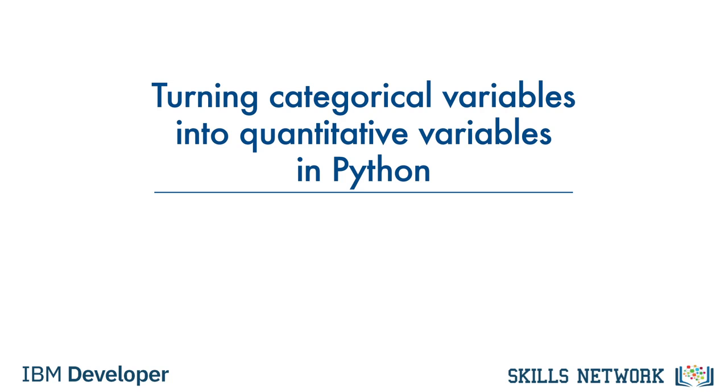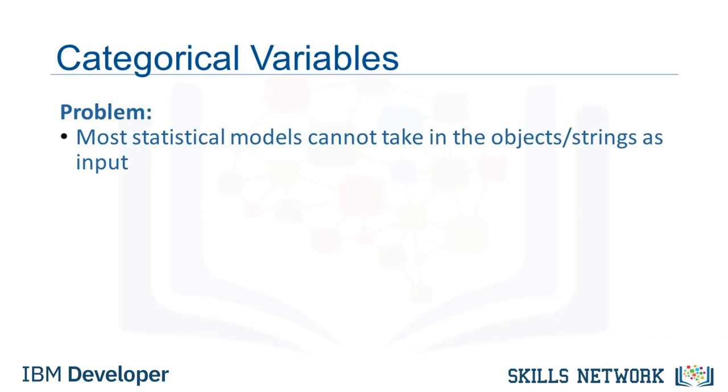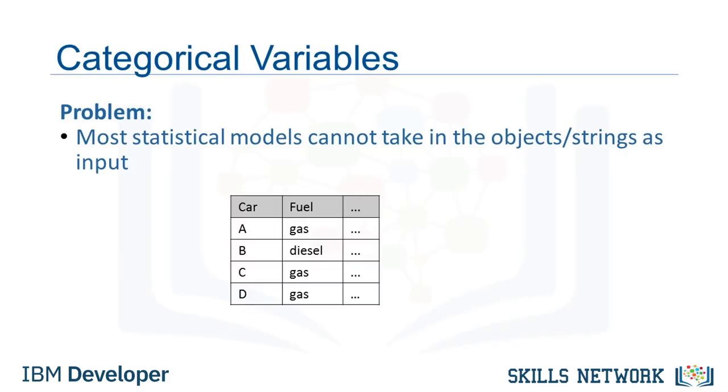In this video, we'll discuss how to turn categorical variables into quantitative variables in Python. Most statistical models cannot take in objects or strings as input and, for model training, only take the numbers as inputs. In the car dataset, the fuel type feature as a categorical variable has two values, gas or diesel, which are in string format. For further analysis, Jerry has to convert these variables into some form of numeric format.